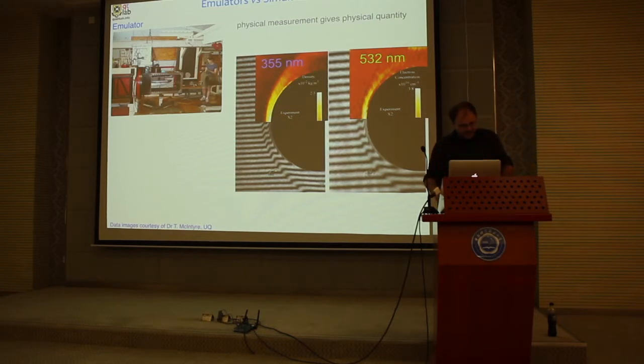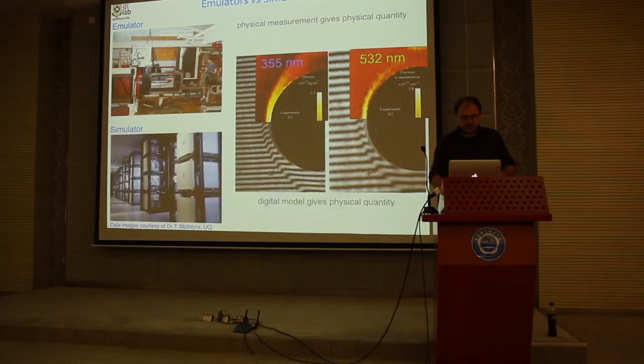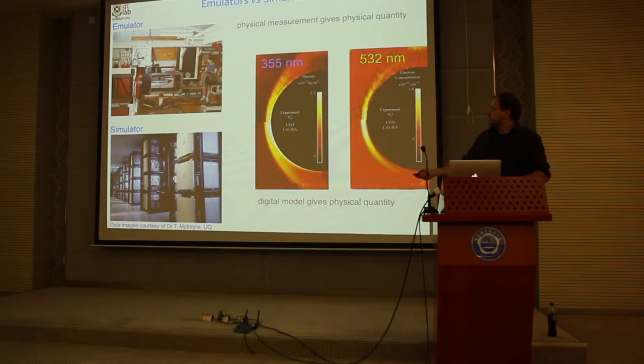But if you see something unexpected, say this flow here is coming off at an angle steeper than you expected, is that a real effect, or is that due to the emulator? Is it some artifact of the way you're doing things? So the way in classical engineering and technology that you check these things is you also build a simulator. This is from NASA. It's a series of computers they used. This was the model. And it's a digital model that gives you the physical quantity. And then if those two things agree with each other, you have confidence that you understand the situation.